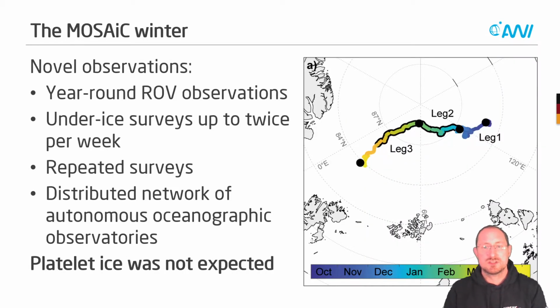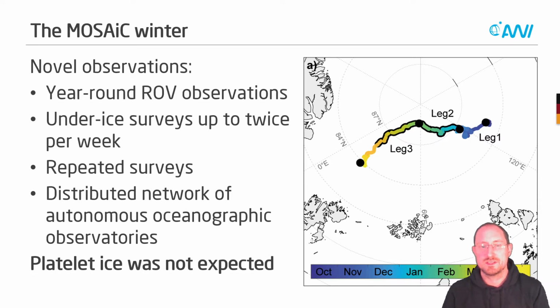In the last winter, you have probably heard about the MOSAiC drift. On the right side you see the drift track that MOSAiC took from October to April. During that leg, we were able to accomplish year-round ROV observations with under-ice surveys up to twice per week. We also managed to repeat the same places under the ice floe in a weekly pattern. What is also special about the MOSAiC setup is a distributed network of autonomous oceanographic observatories at a scale of 50 kilometers around the main drift site.